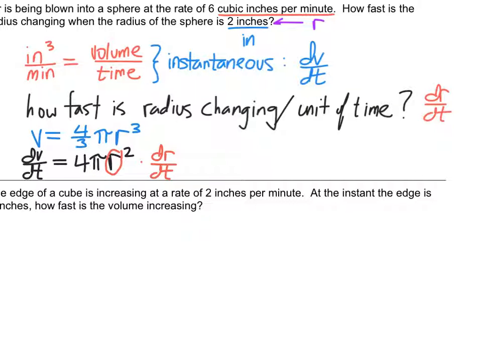It's crazy. All right, so I have this related rates equation. Now all these notes you wouldn't have to write.